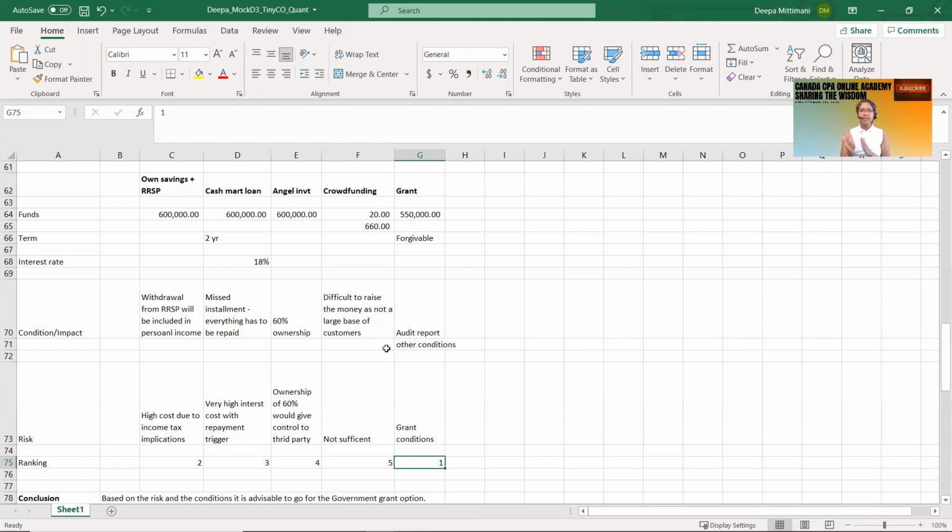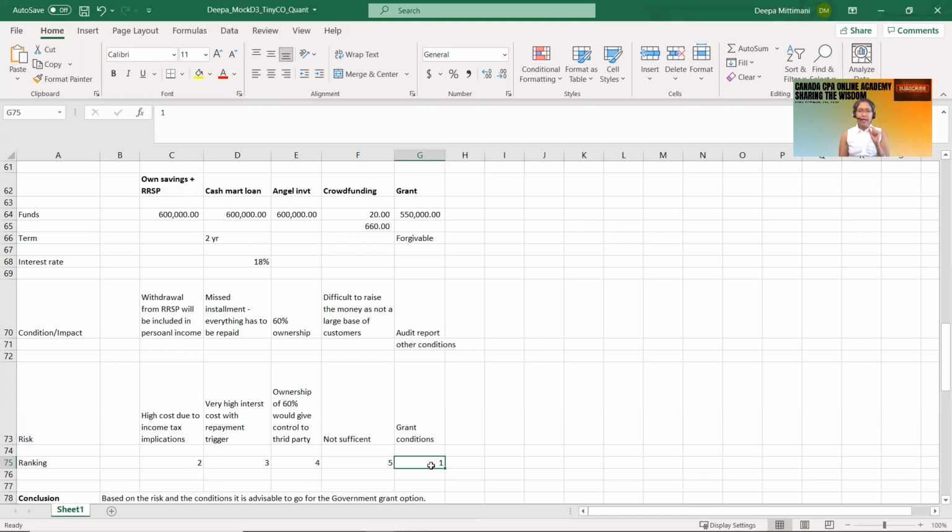So what I did, I listed 5 sources, then the term, interest rate, and what was the condition of the impact, what was the risk, and then I did the ranking quickly, like which one is the most efficient funding source. And then based on ranking, I said, based on the risk and conditions, it is advisable to go for the government grant option. Now the answer was still correct. Okay, the answer was correct that they have to go for a government grant option.